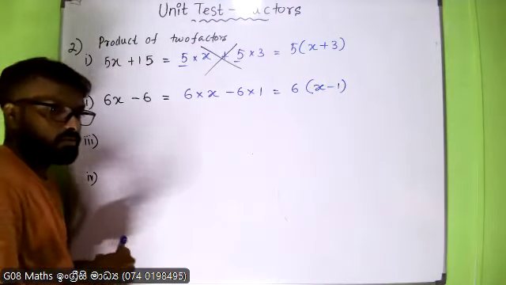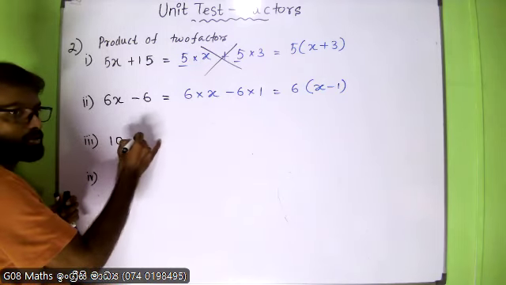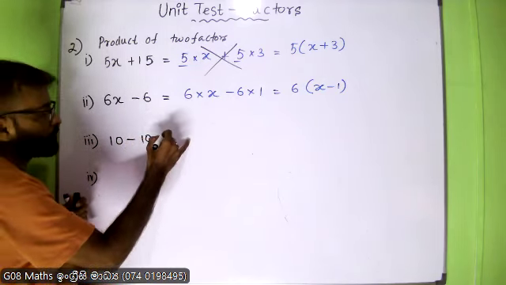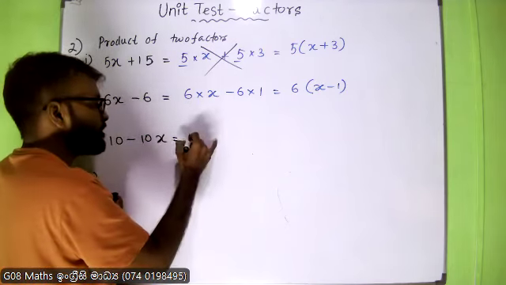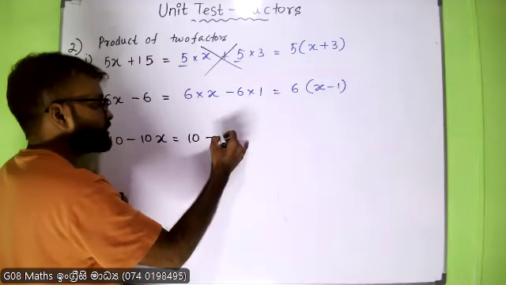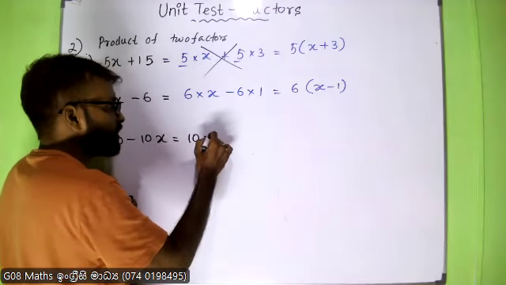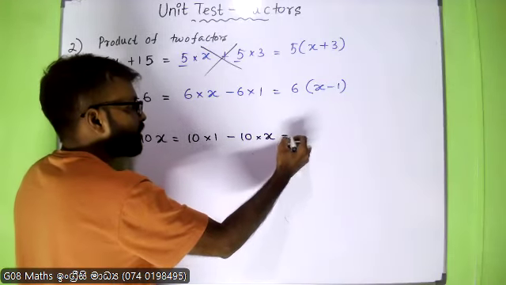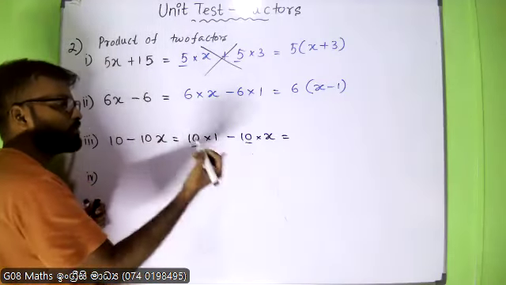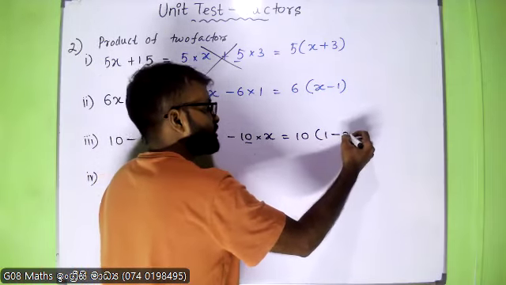Then the next one, 10 minus 10x. You can write this like previously: 10 times 1 minus 10 times x. Very easy. 10 is the common term. Take it out: 10 times (1 minus x).